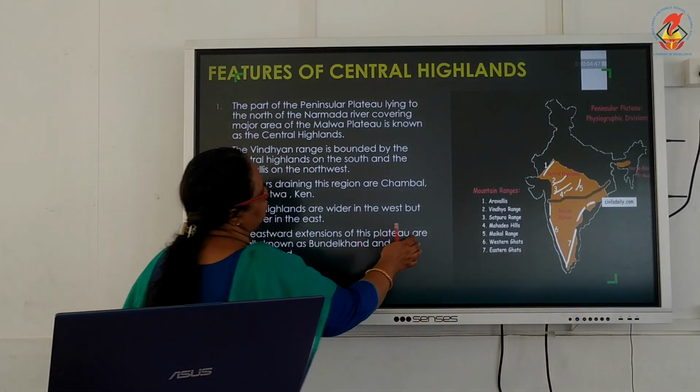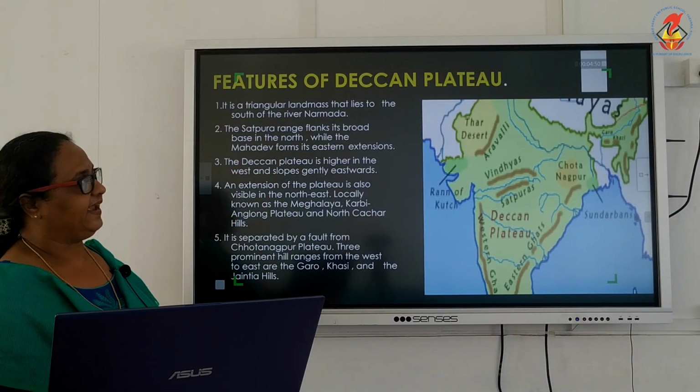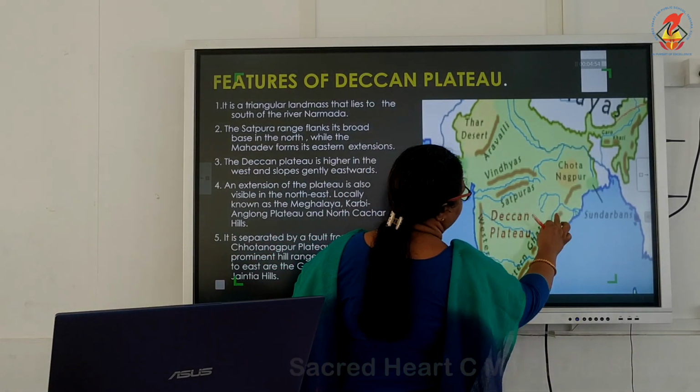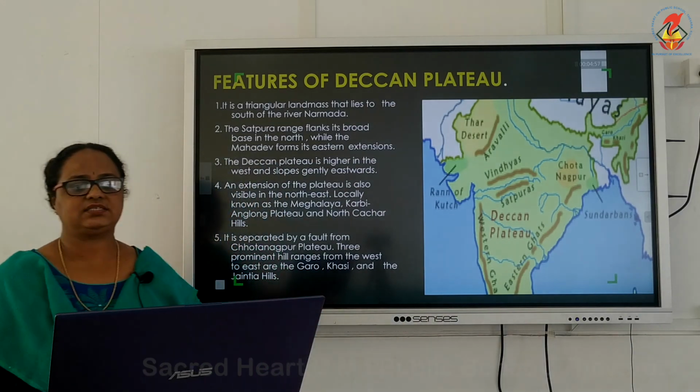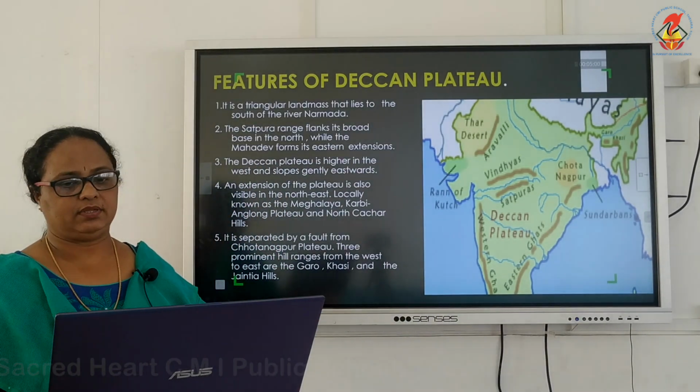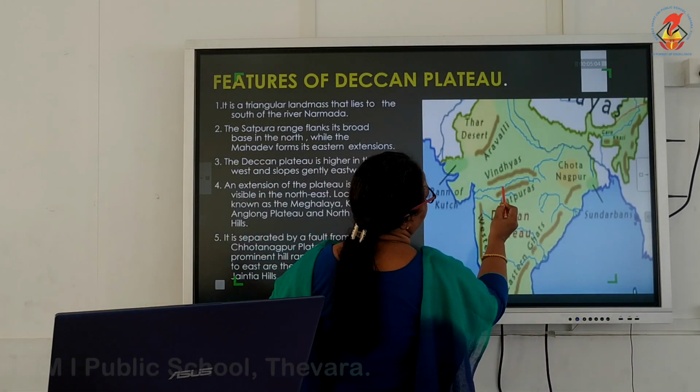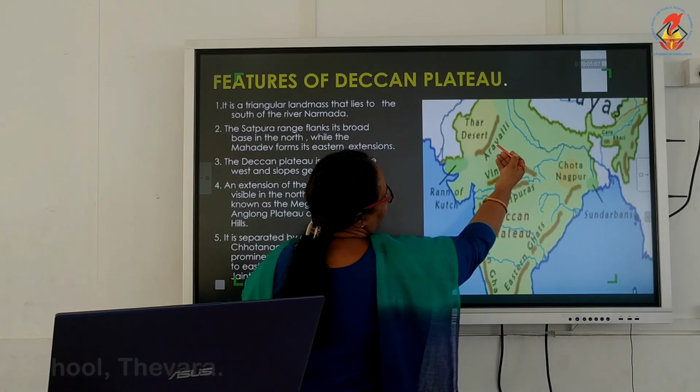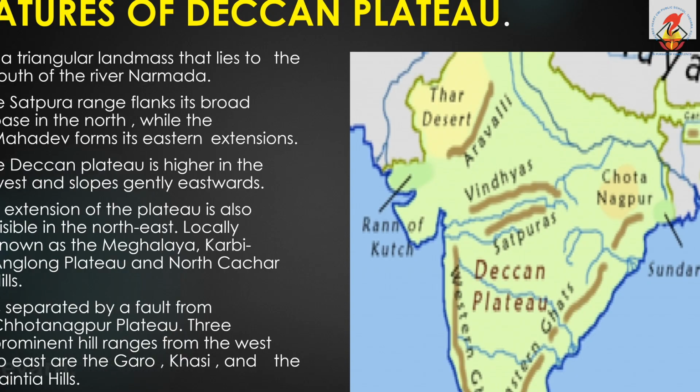Next, let us go to the main features of Deccan Plateau. As I said, see, this is the Deccan Plateau, this particular triangular mass that lies in the south of the river Narmada. See, this is the Narmada river. On the northern part of the Narmada river, we have the Central Highlands, and the south of the Narmada river, we have the Deccan Plateau. And the Satpura range flanks its broad base in the north, while the Mahadev forms the eastern part. Here we have the Satpura range, this part, and here we have the Mahadev on the eastern part.